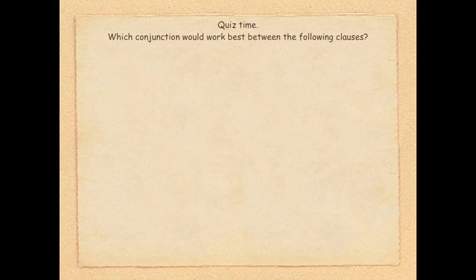So let's take a little quiz. Which conjunction would work best in each of the following situations? The boy was late to class. The teacher told him to see her after school. Here we would probably use the conjunction so.